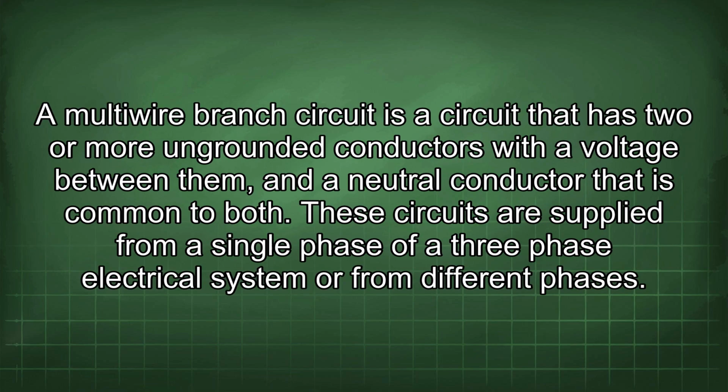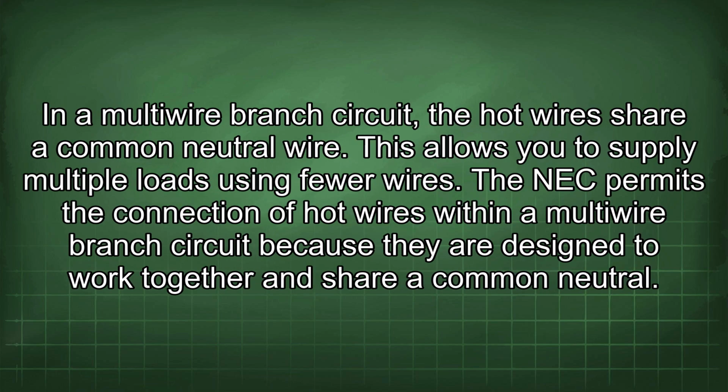A multi-wire branch circuit is a circuit that has two or more ungrounded conductors with a voltage between them, and a neutral conductor that is common to both. These circuits are supplied from a single phase of a three-phase electrical system or from different phases. In a multi-wire branch circuit, the hot wires share a common neutral wire. This allows you to supply multiple loads using fewer wires. The NEC permits the connection of hot wires within a multi-wire branch circuit because they are designed to work together and share a common neutral.